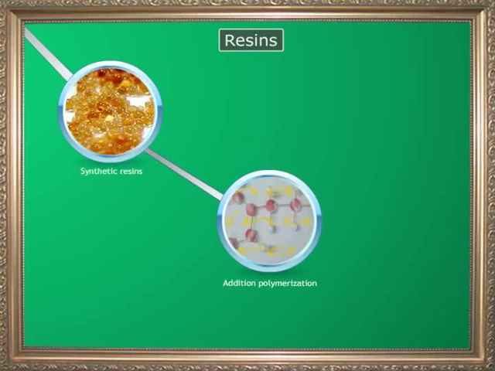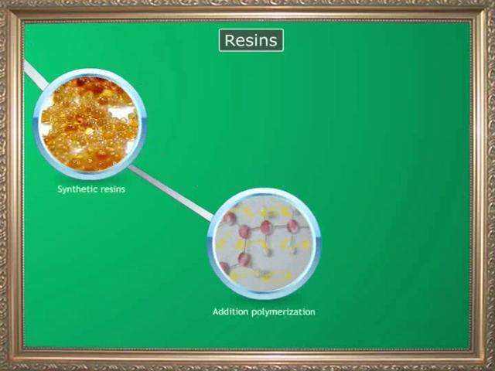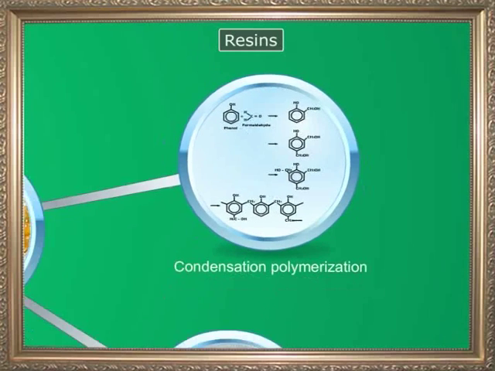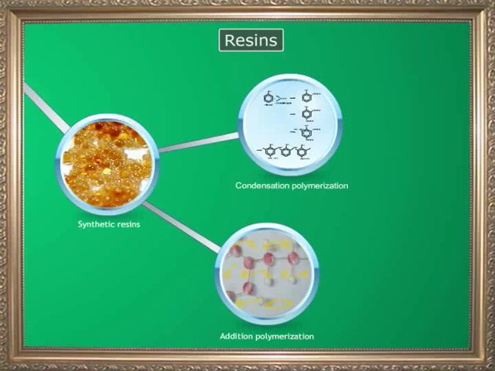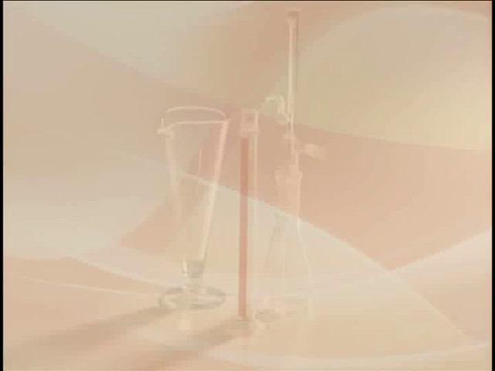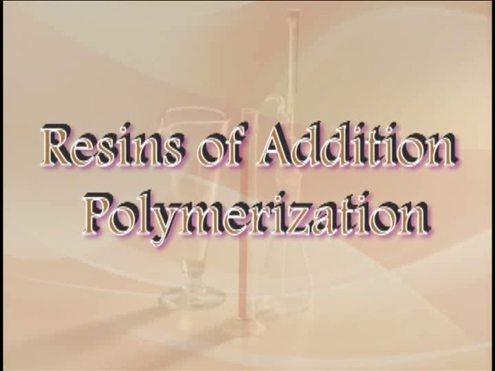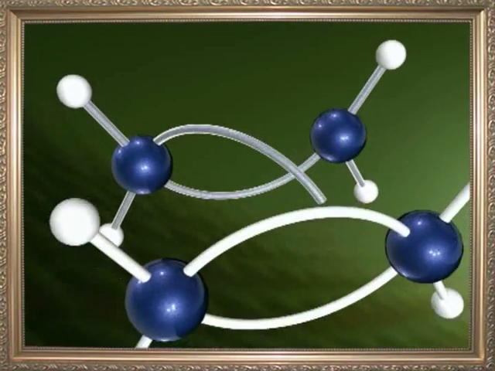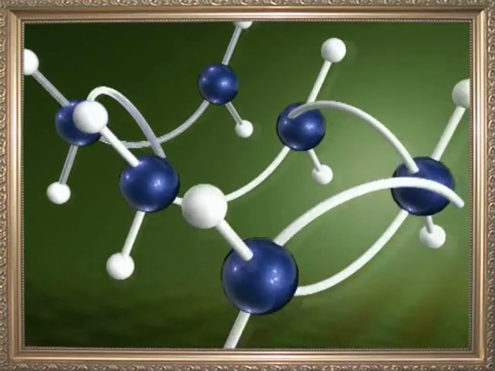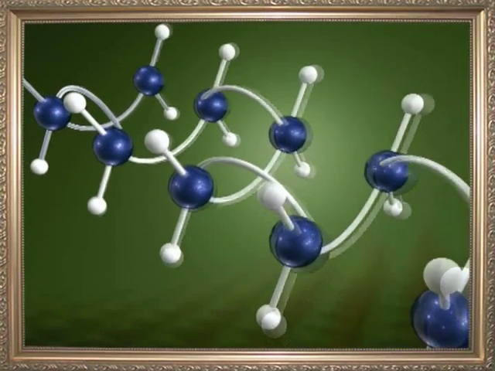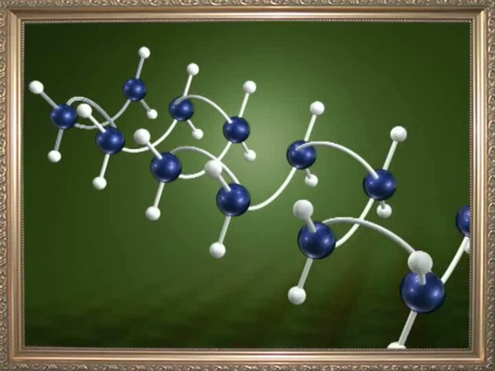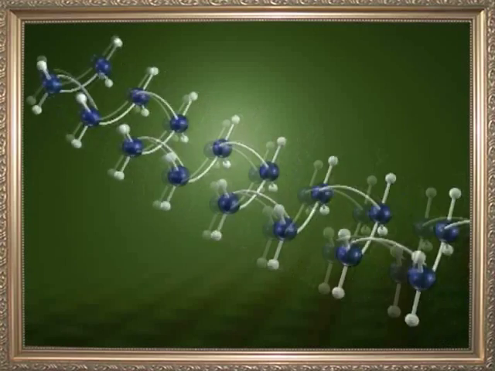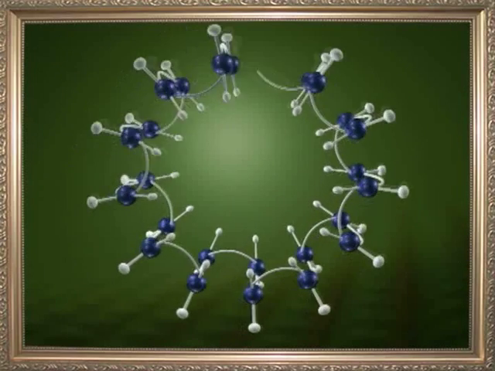1. Resins of addition polymerization, and 2. Resins of condensation polymerization. So, let us see what these two types of resins mean. In the first type, as the name suggests, there is some addition that happens. A large number of monomers are added to produce a long chain polymer. Now, such chains are folded into a three-dimensional structure to form a bulk material called resin.